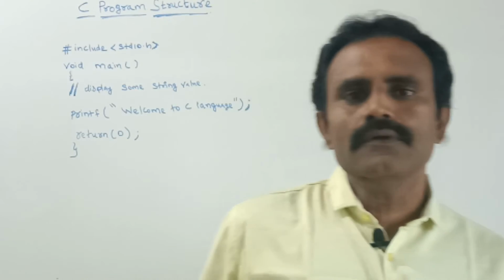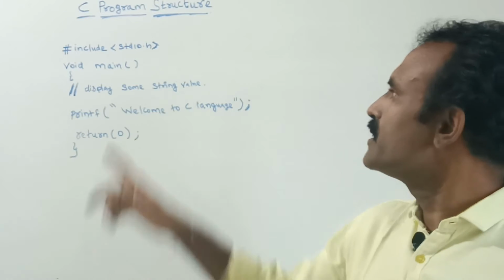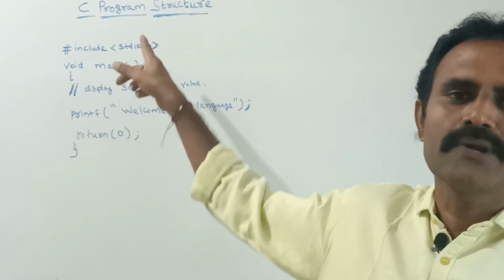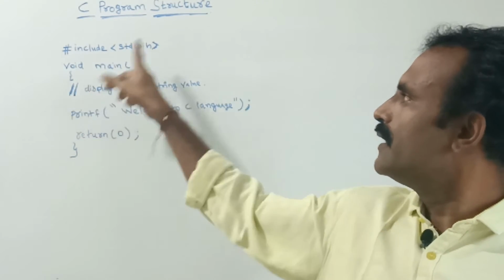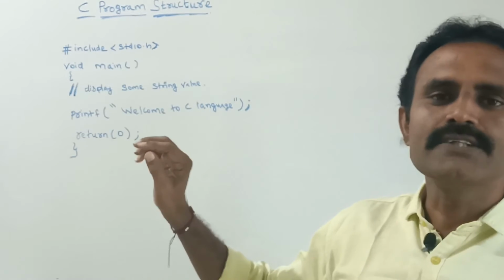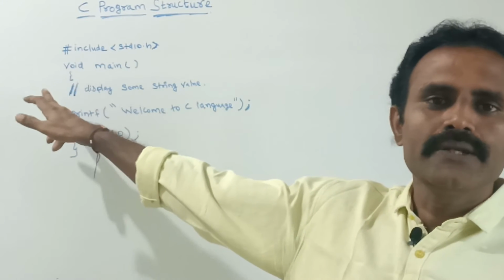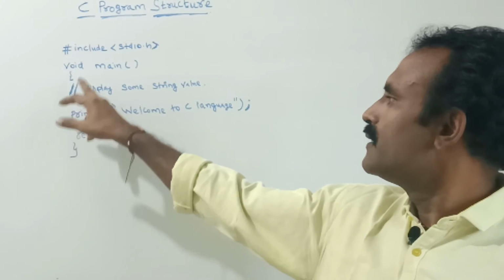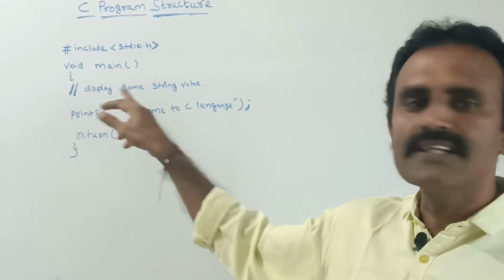This is the program. Here, very first I am using the header file, which is known as a preprocessor command, with the hash symbol. After that, include stdio.h. Next, this is the main function. Whenever we execute the C program, it will start from the main function only. And next, this is the comment line, the double forward slash is used for a comment line. This is the single comment line.